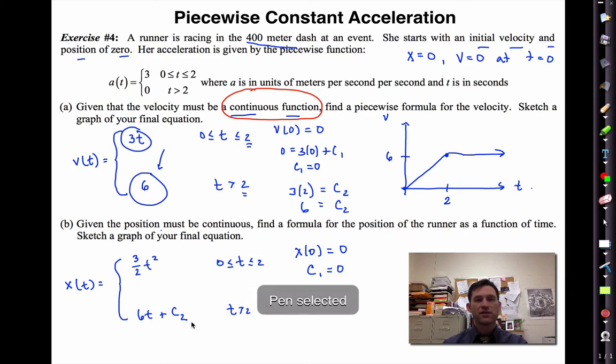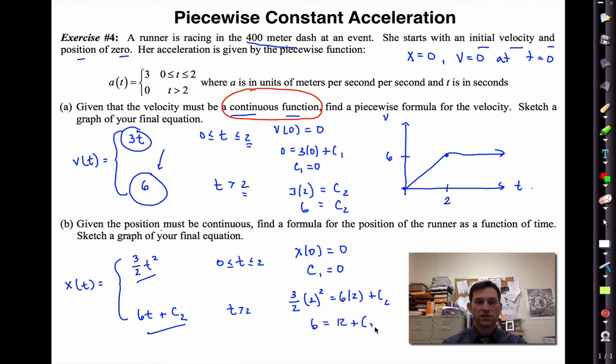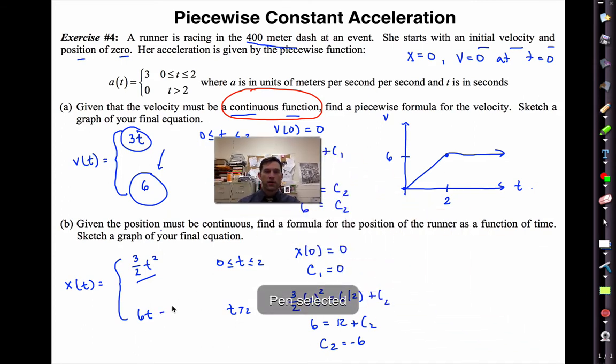So now, to figure out c2, we'll use the fact that this formula and this formula have to meet up. In terms of limits, it means the limit coming to 2 from the left has to be equal to the limit coming to 2 from the right. But mechanically, we're just going to do this. 3/2 times 2 squared equals 6 times 2 plus c2. That's 4 times 3/2 is 6 equals 12 plus c2. And c2 is negative 6. I'm going to actually erase that and do that.